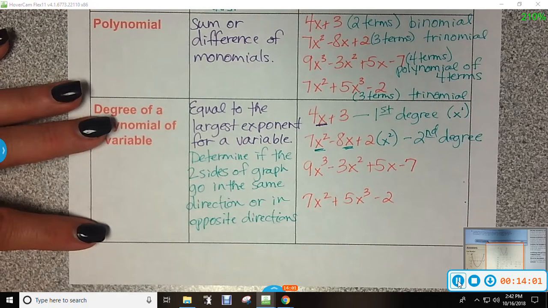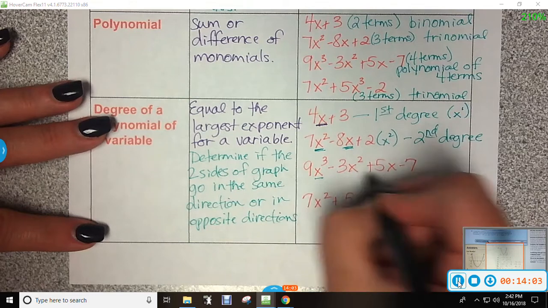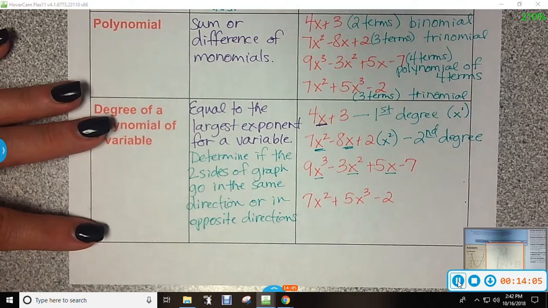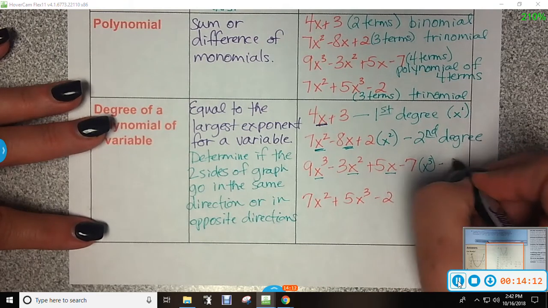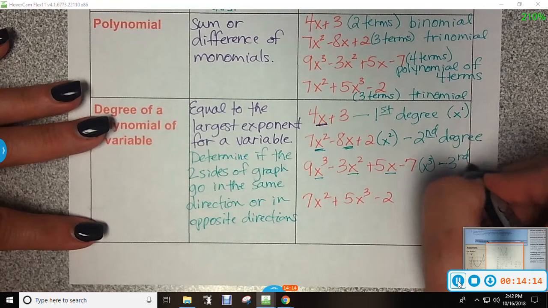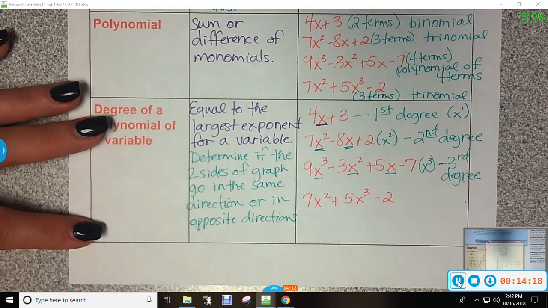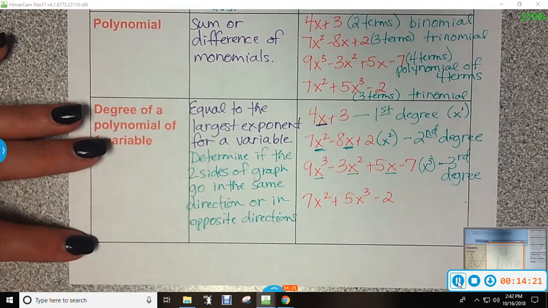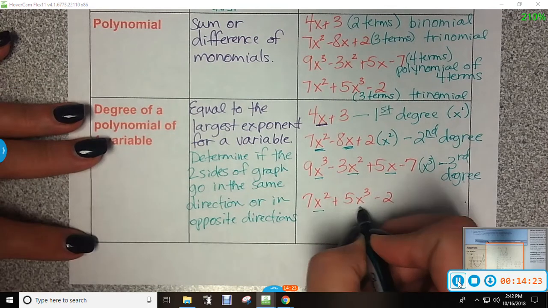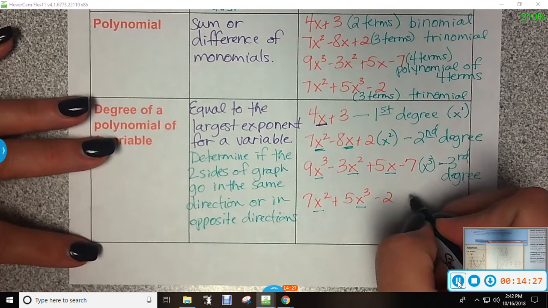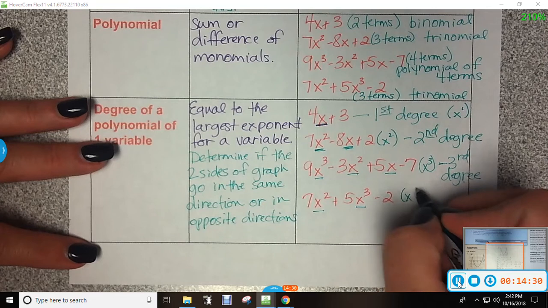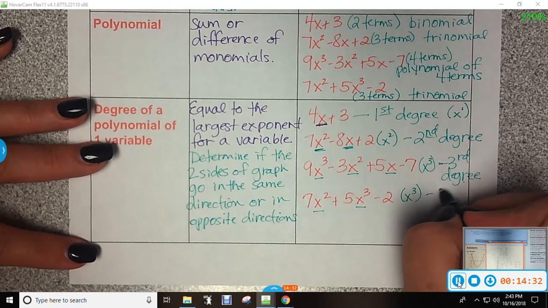In the next one, I've got an x to the third, an x squared, and an x. Which one's the biggest exponent? X to the third, x cubed, so that is a third degree. Now in the last one, I have an x squared and an x to the third. Which one's bigger? X to the third, so this is also a third degree.